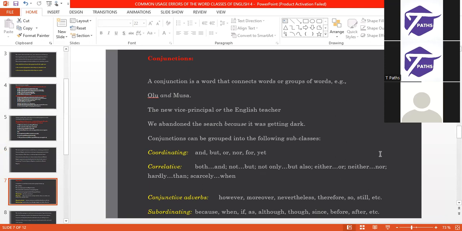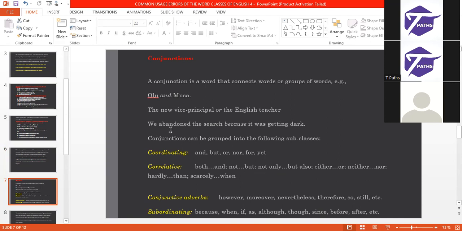It joins words. If I say Olu and Musa, the word and is joining the two nouns, Olu and Musa, okay? The new vice principal or the English teacher, all right? That's another example. The word or is joining the English teacher and the vice principal.